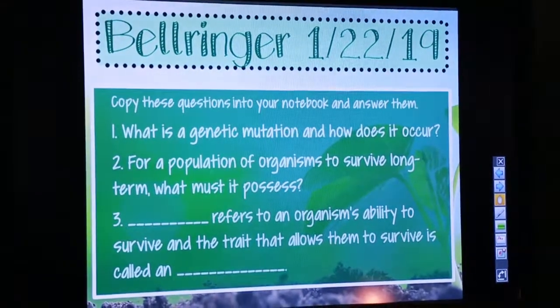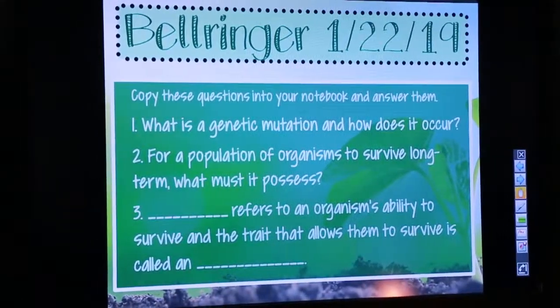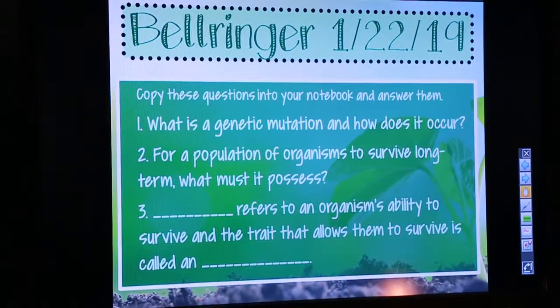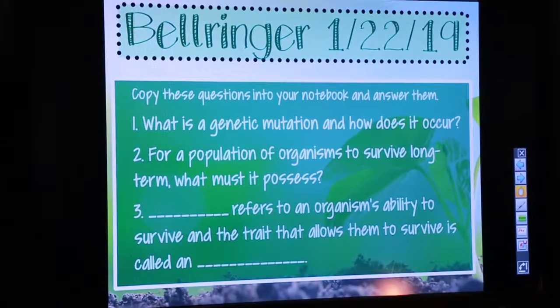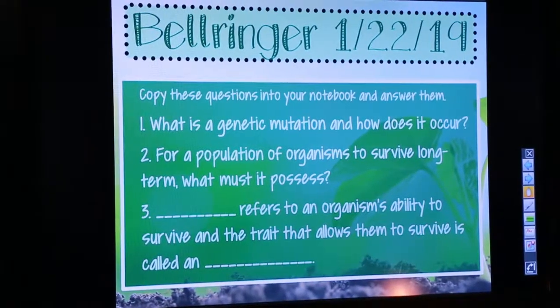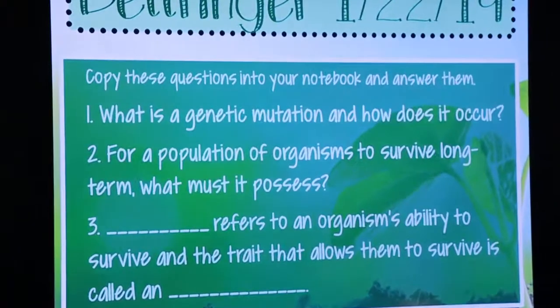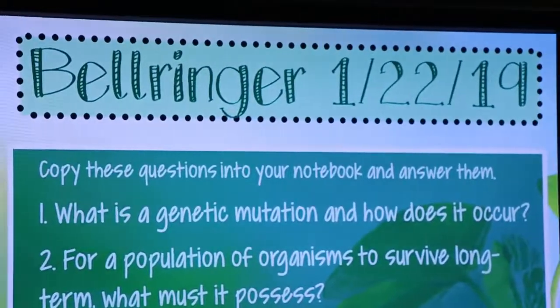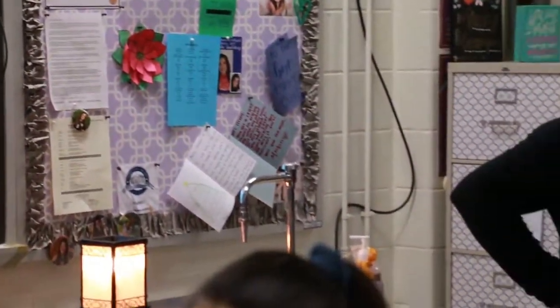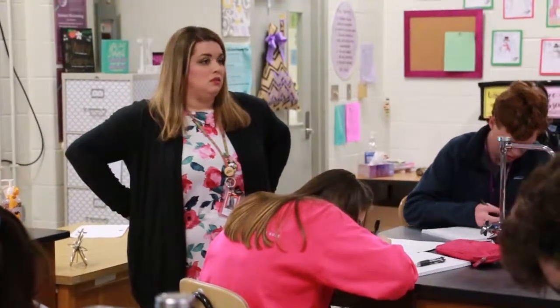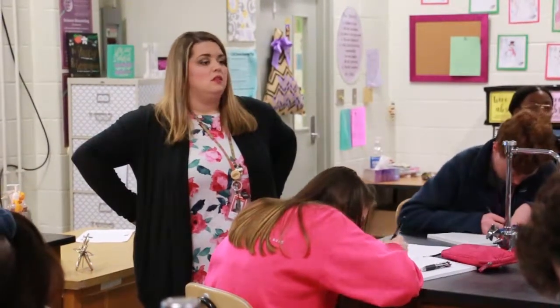For a population of organisms to survive long term, what must that population possess? Genetic variation. Genetic variation, great. That population must have genetic variation. Why? So one. Jackson? So that some of the organisms will be able to have traits that allow them to better suit the environment they live in. Okay.